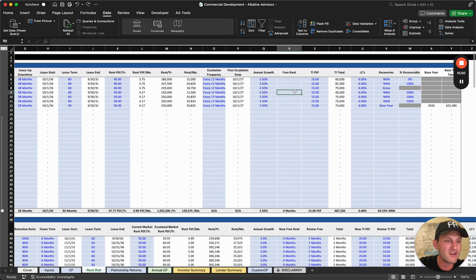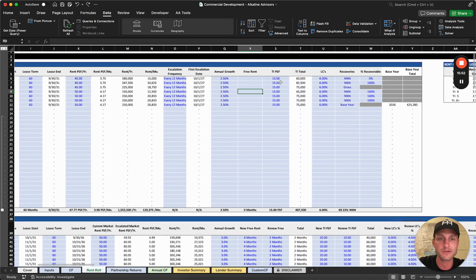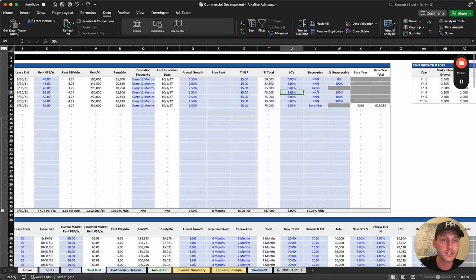We then have free rent. Is there any free rent that the tenant will be receiving? What are the tenant improvements per square foot? What are the leasing commissions? And then if you recall on that inputs tab, we had the expenses broken out by reimbursable and non-reimbursable. So we actually are tying out the recoveries to the reimbursable expense section. So you can choose how we're recovering the expenses per tenant.